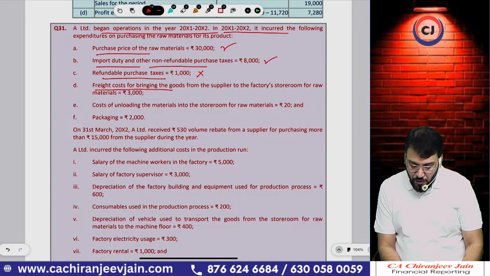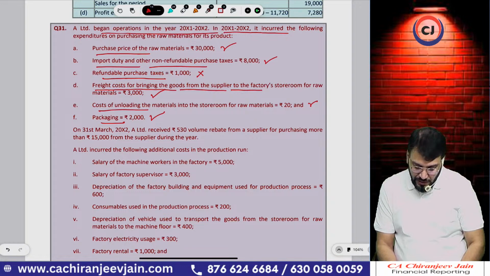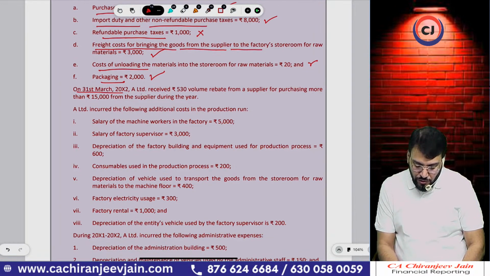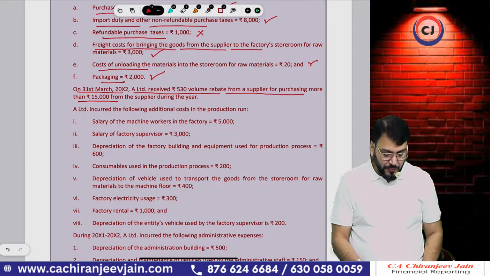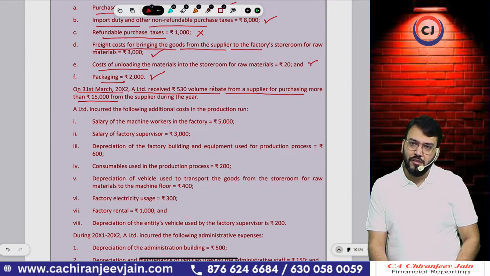Freight cost for bringing the goods from the supplier to the factory: whether it will be added. Cost of unloading, yes. Packaging, yes. On 31st March 2002, A Limited received a volume rebate from a supplier for purchasing more than 15,000. Whether the rebate will be deducted. Yes. Why not?